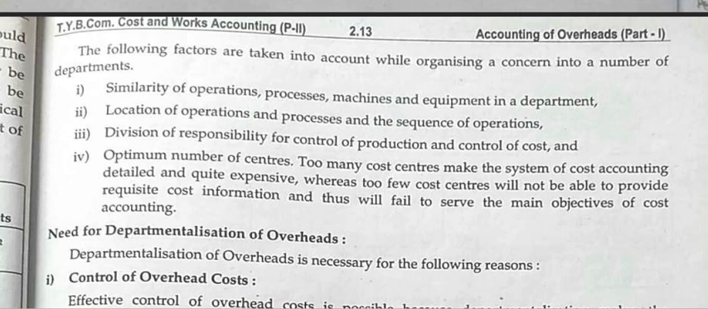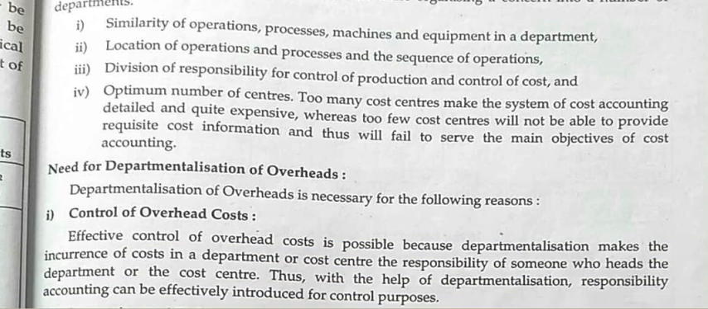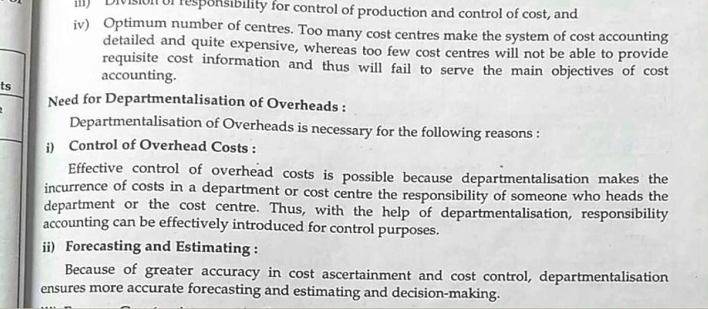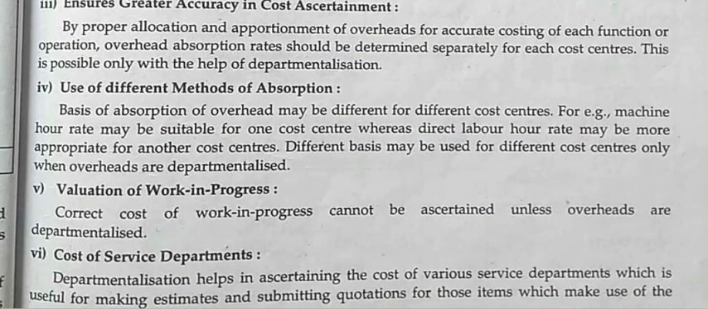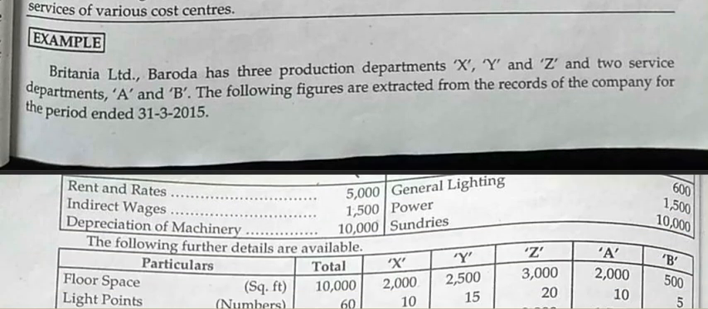The following factors are to be taken into account while organizing a concern into a number of departments. Okay, we do not need to study this, we go for the next point. We also don't need to study this, the need for departmentalization of overheads. We'll go for the next point. We'll go for the examples. So in the next lecture we'll see this example and how the overheads are apportioned.